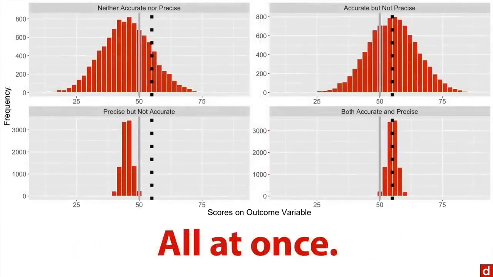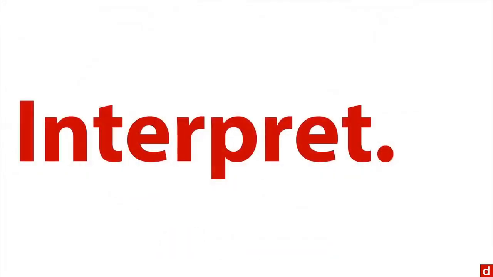If you want to see all four of them here at once, we have the precise two on the bottom, the unprecise ones on the top, the accurate ones on the right, the inaccurate ones on the left. And so that's a way of comparing it. But no matter what you do, you have to interpret a confidence interval.